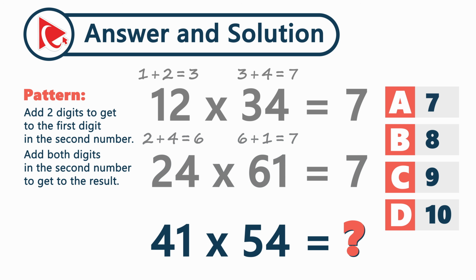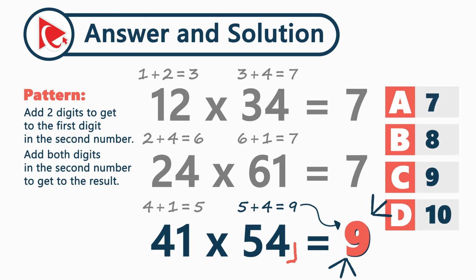Let's switch to the third expression. 4 plus 1 equals 5. And guess what time it is? It's the magic time to calculate the missing number. 5 plus 4 equals 9. So the correct answer here is choice C, 9.